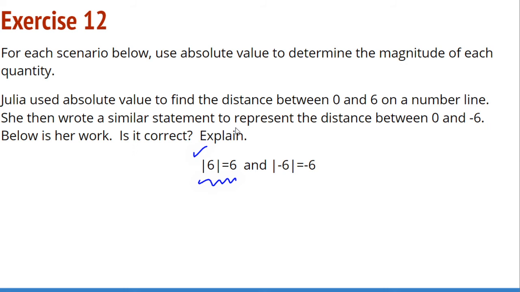She has written that the absolute value of -6 is -6. I do not agree with that statement. When we talk about absolute value, we're talking about distance from 0, not direction. -6 is 6 units from 0. What Julia should have written is the absolute value of -6 is 6. It is 6 units. We're just measuring how many units, not the direction.